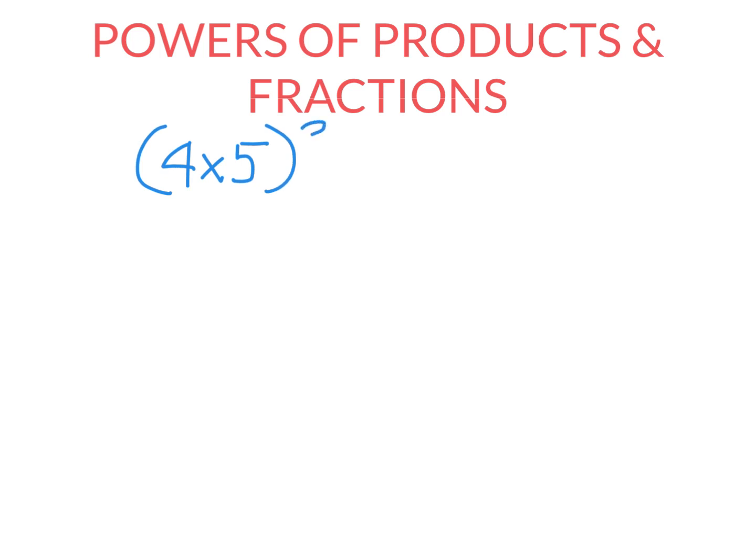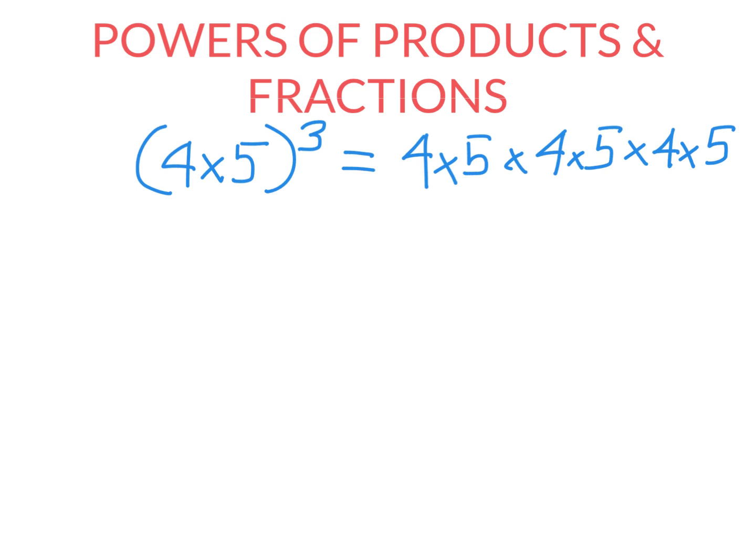So let's say I raise it to the power of 3. Remember, raising to the power of 3 just means you multiply the thing by itself 3 times. That took a lot of effort to write. Surely there's an easier way we can write this. Well, we have 4 times 4 times 4.